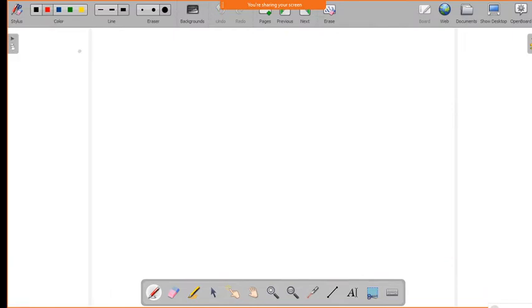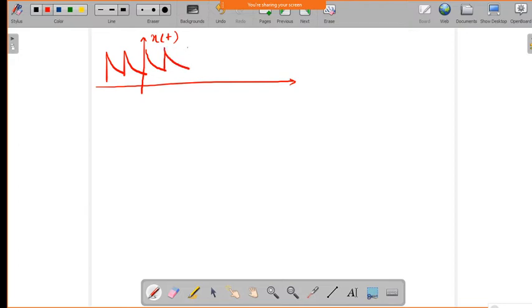So now we'll take the next problem. X of t is given by the exponential signal, like this. So this is your X of t. This is the value 1, and this is the value 2 and 3, like that it will go, and here it is minus 1, minus 2. So now this is the X of t signal.